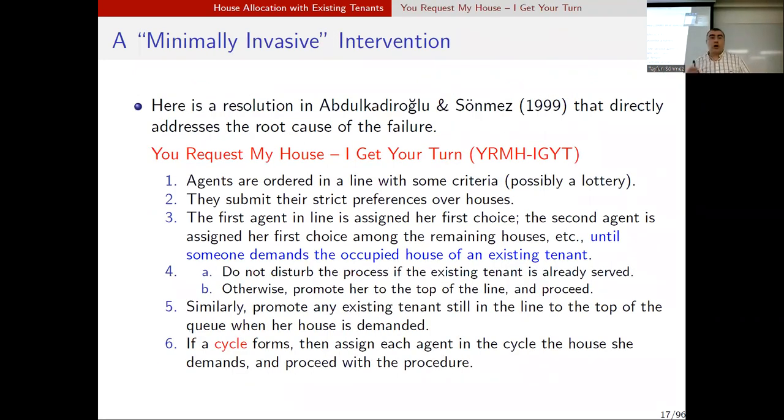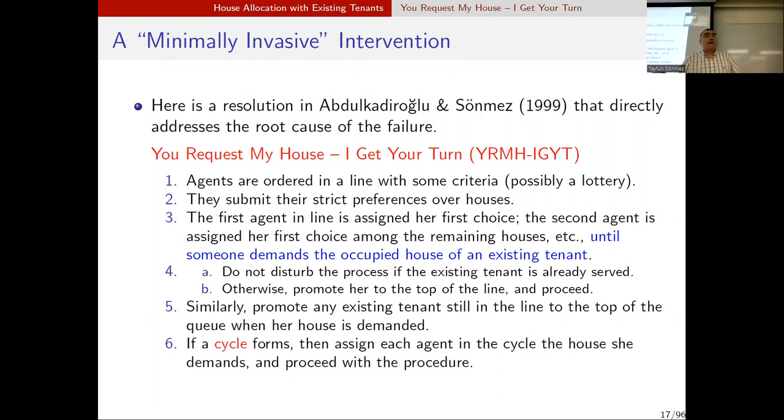So here's a resolution in Abdulkadiroğlu and Sönmez 99 that addresses the root cause of this failure. Apply the system without the preliminary phase as follows. Whatever way you want to order agents in a line, you still order them, just like the regular mechanism. You still ask people to submit their preferences. And then you use the mechanics of the serial dictatorship. The first guy gets his top choice, the next guy gets his top choice among the remaining houses, until someone demands the occupied house of an existing tenant. This is where things might get iffy, right?